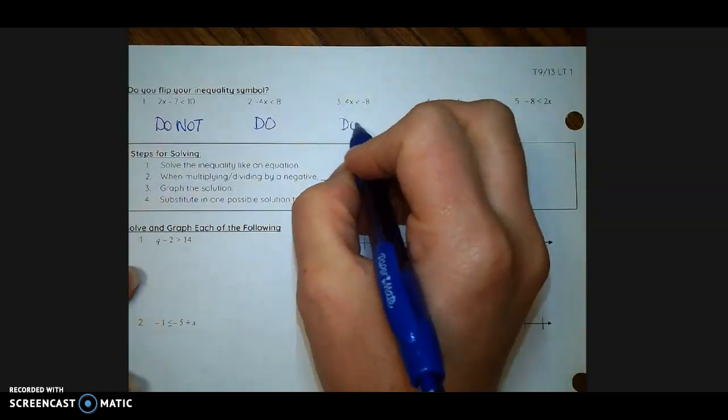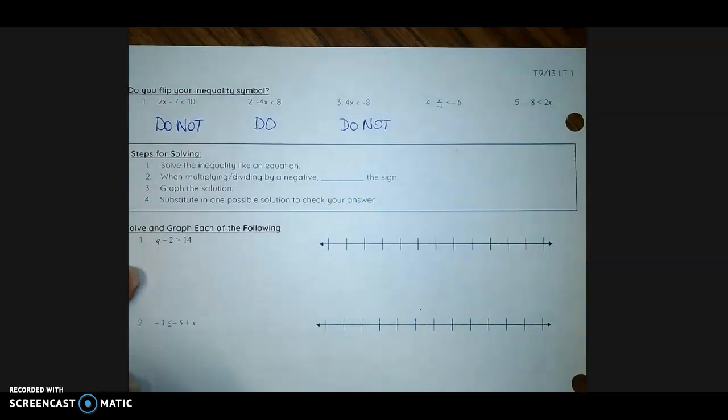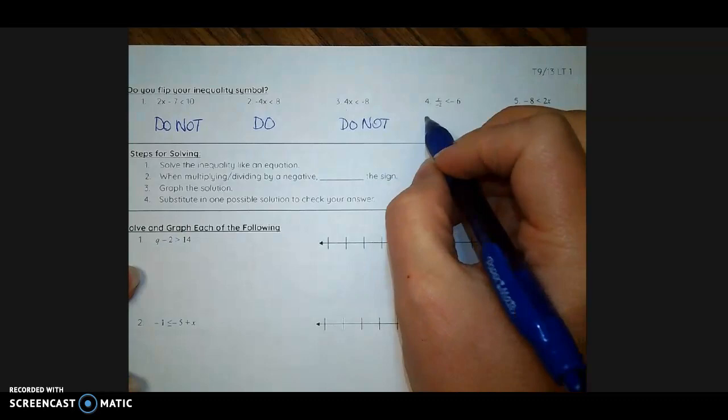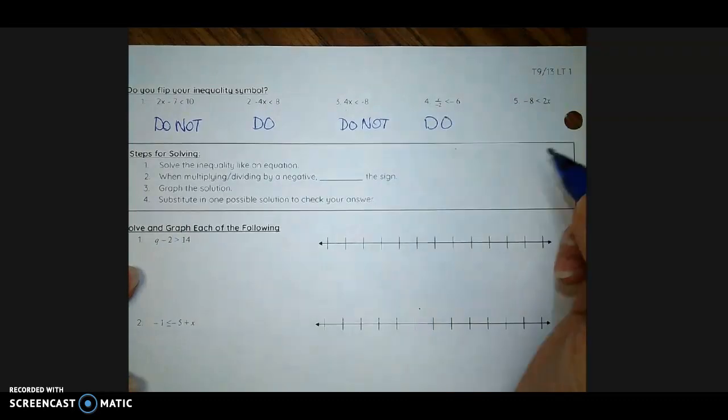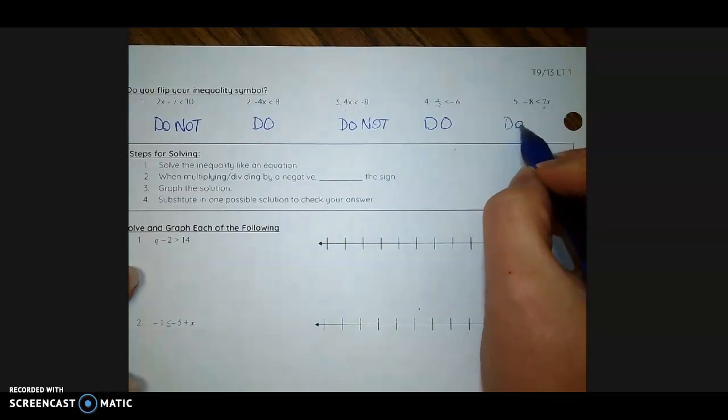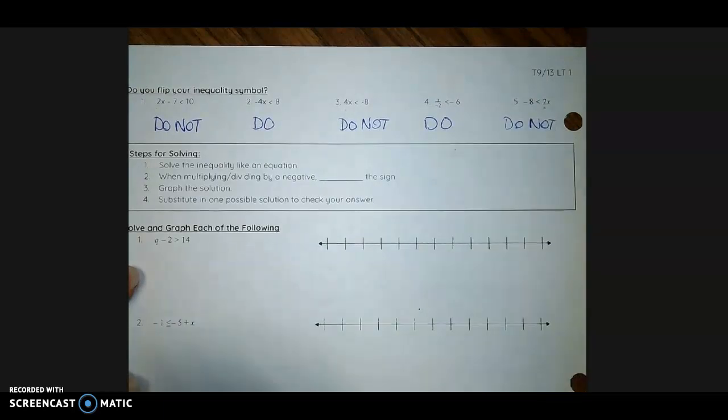+4, I do not flip my symbol. I would have to multiply here by a -2, so I do flip my symbol. And this last one I would be dividing by a +2, so I do not flip my symbol.